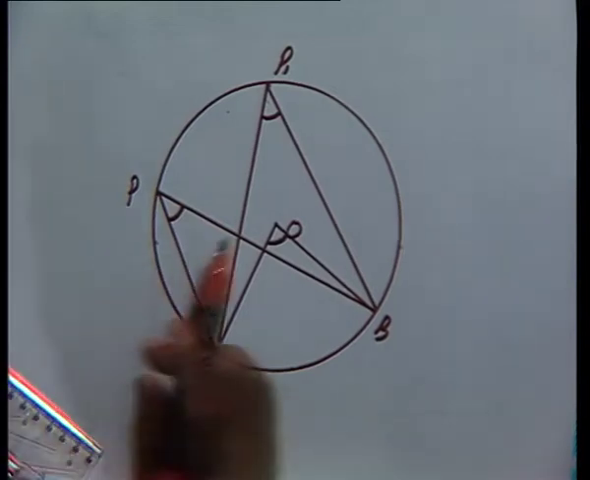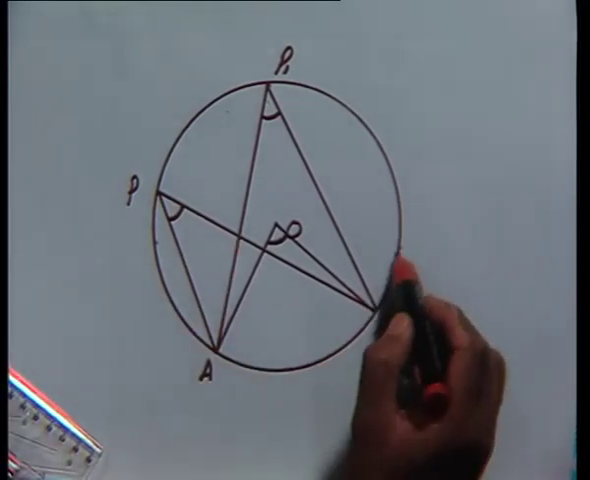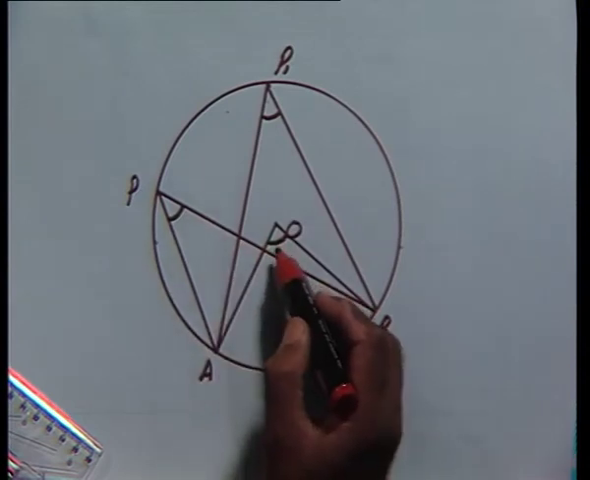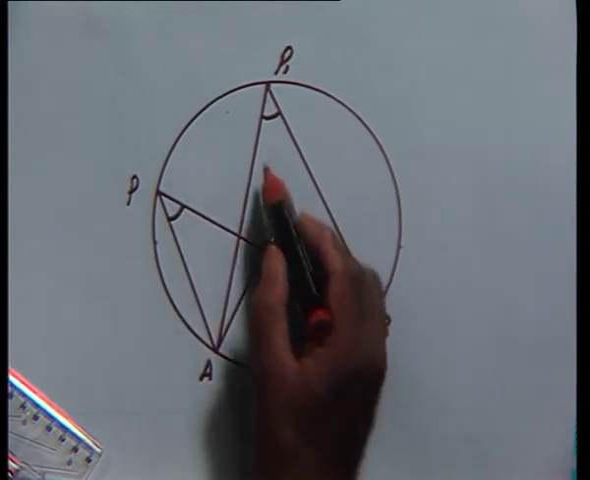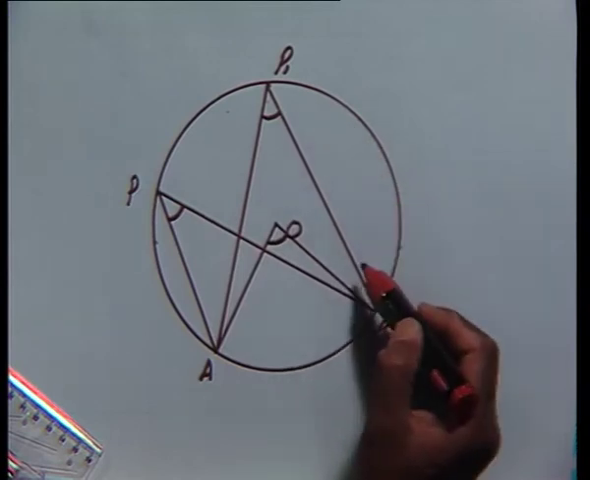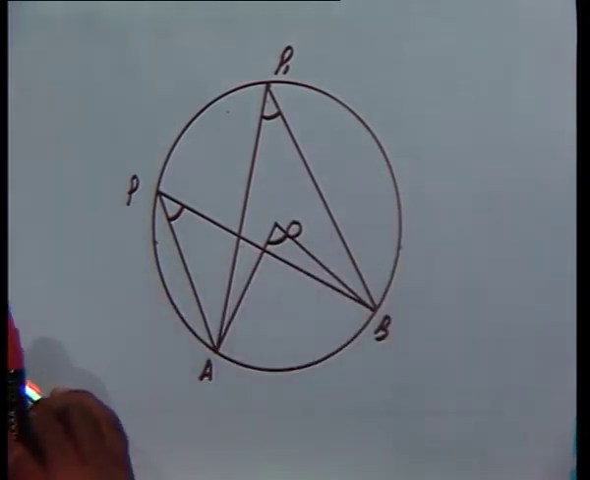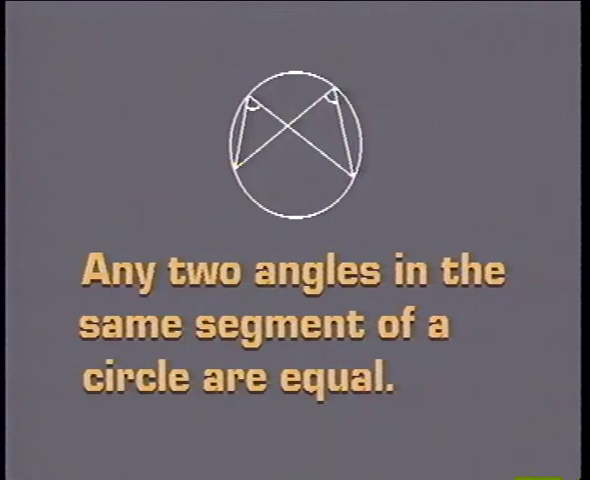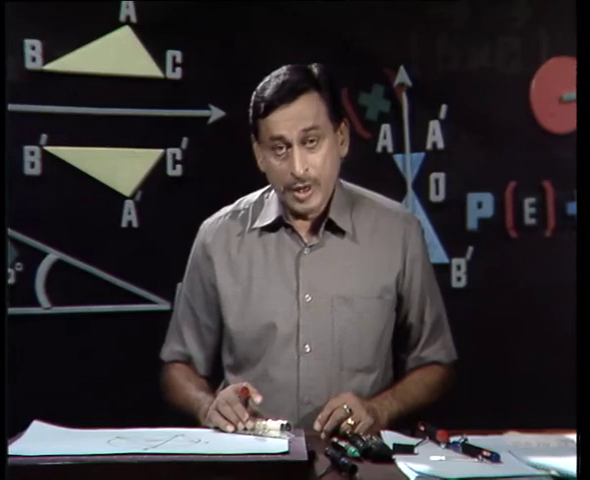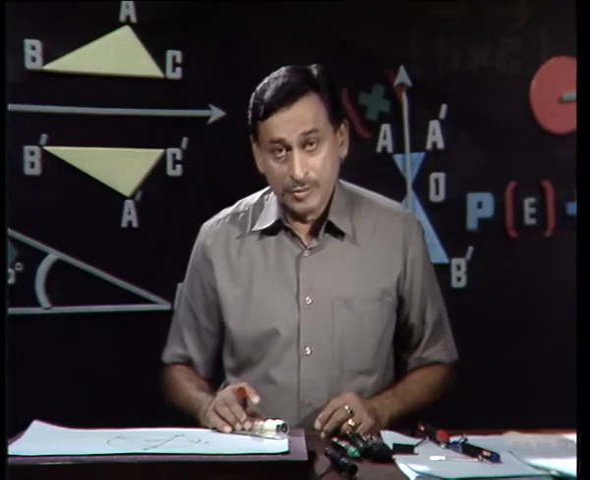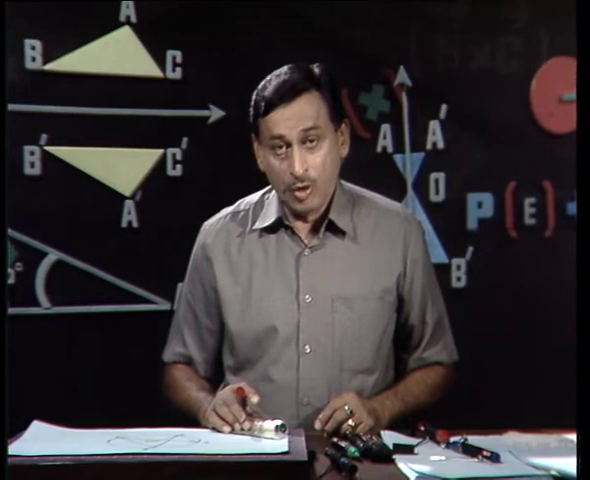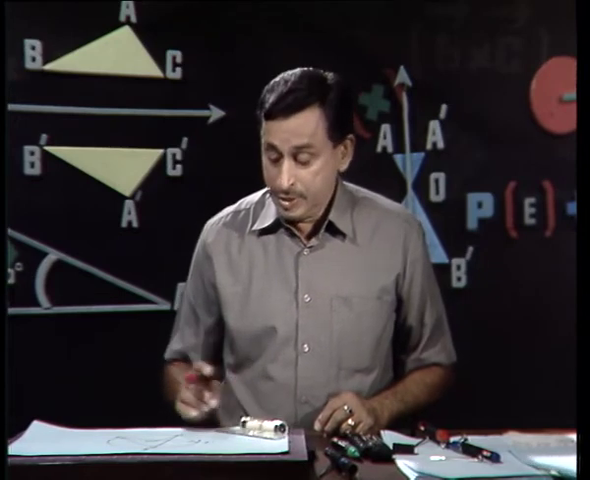When every angle which is formed by this arc on the circle is half of the same central angle, does it not mean that all these angles are going to be equal? And we arrive at a very important result, that is, angles in the same segment of a circle are all equal, or otherwise, the angles subtended by the same arc on a circle will always be equal.